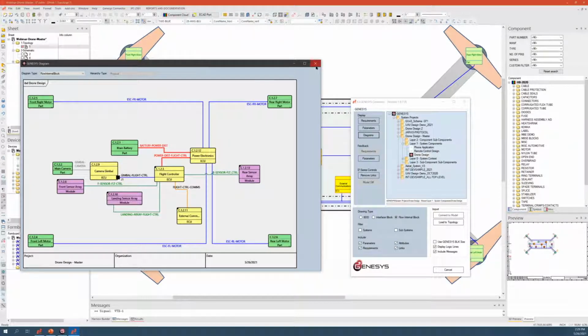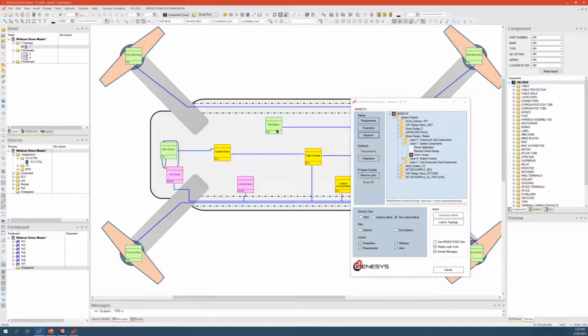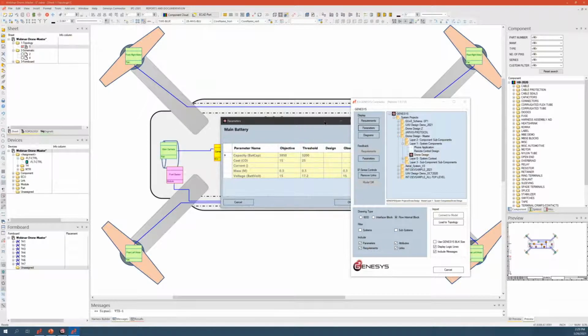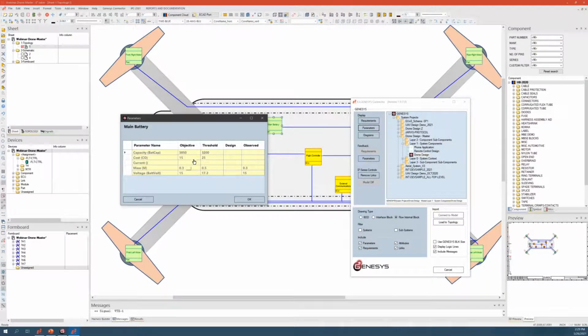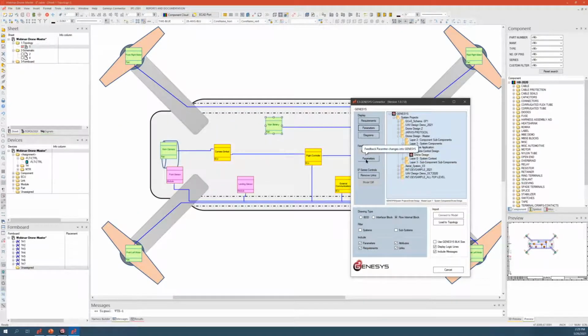Furthermore, as we are designing, we can also take a look at the parameters and confirm what the parameters and objectives are for our design, and then communicate the observed values whenever we need to using the feedback option. We don't want to overwrite data inside of GENESYS, so we are only going to write to specific areas, that is, the observed value in the parameters.